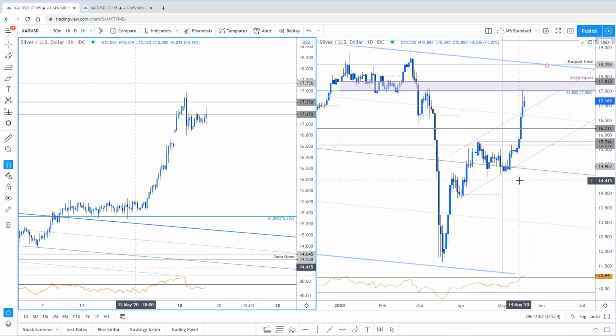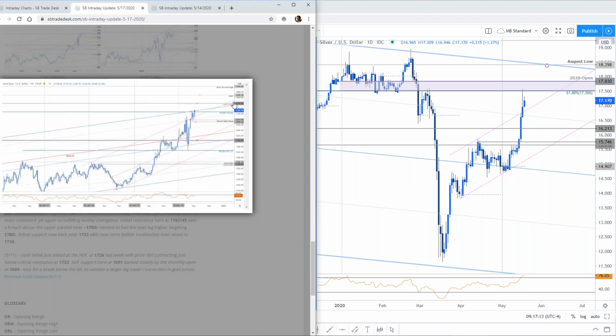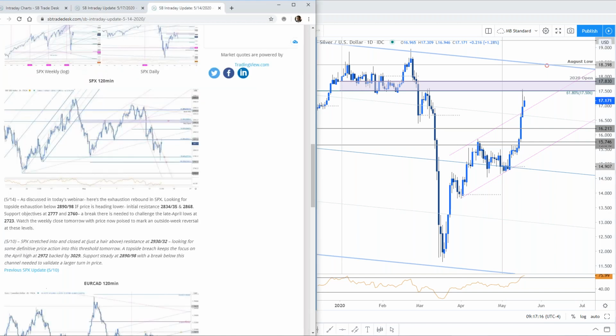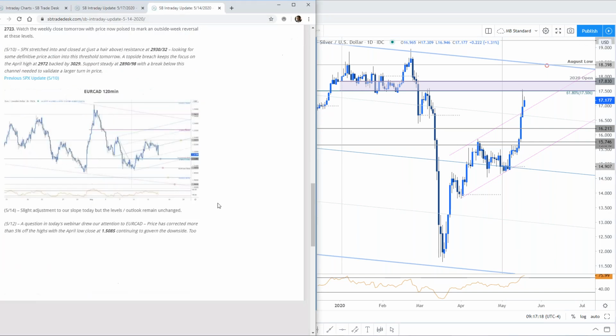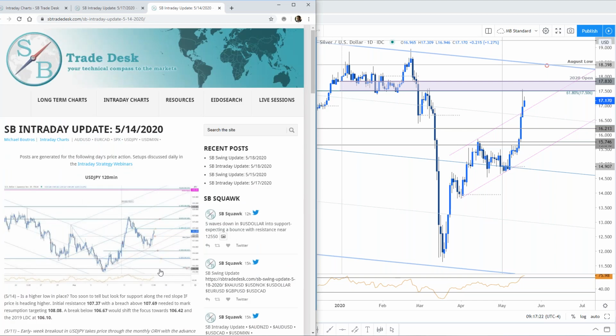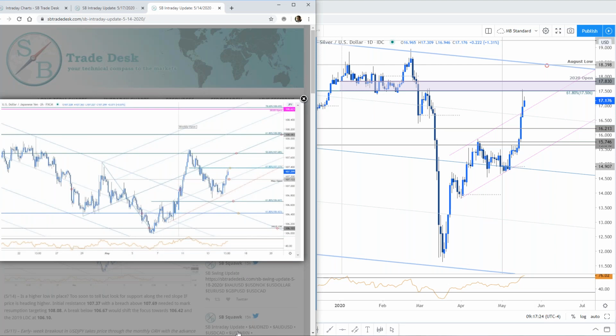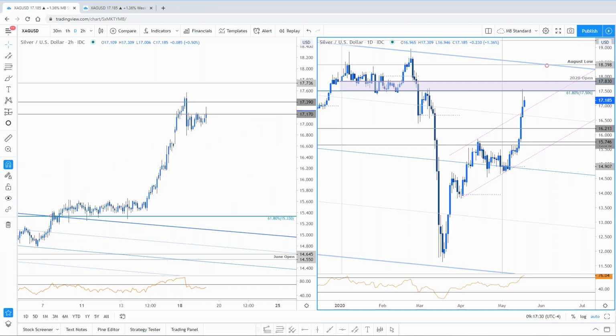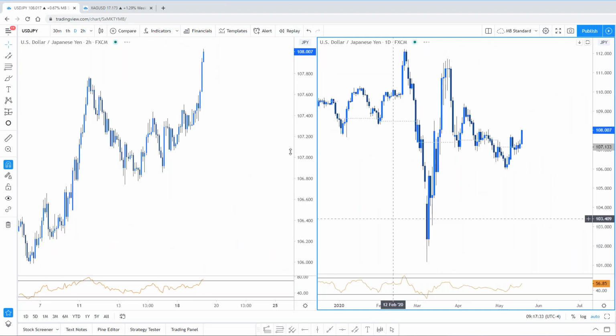9, that was 10, 11, silver was 12. Last but not least, dollar yen. Did we hit that yet? Here's dollar yen. As it looked, I guess this was the 14th, on the 14th last week. Here's dollar yen right now.